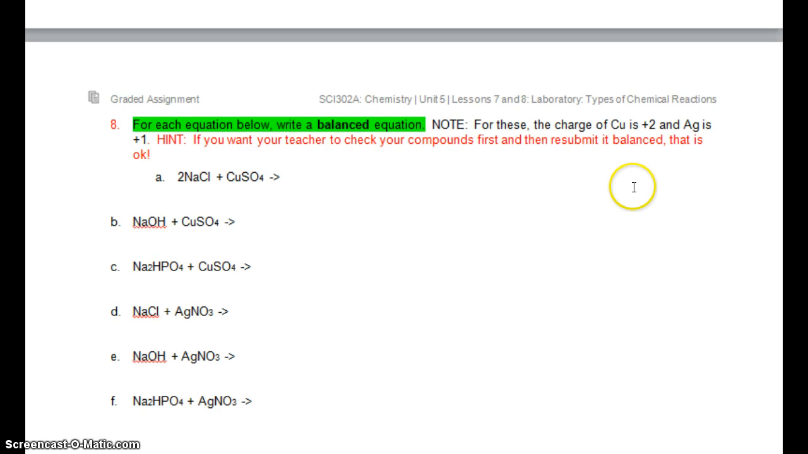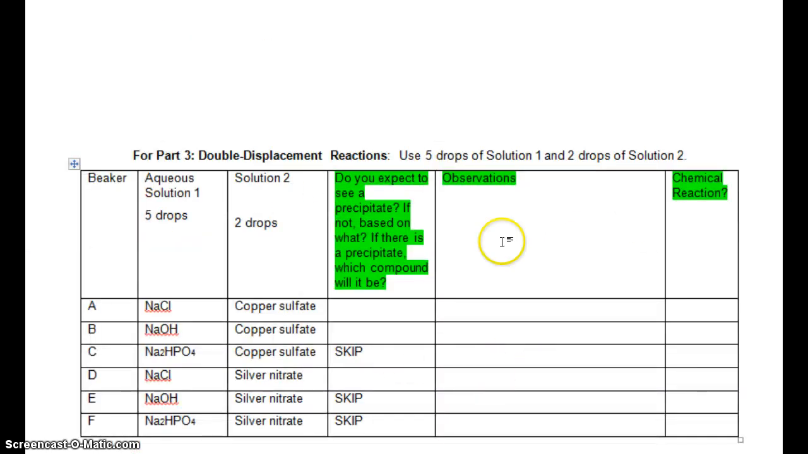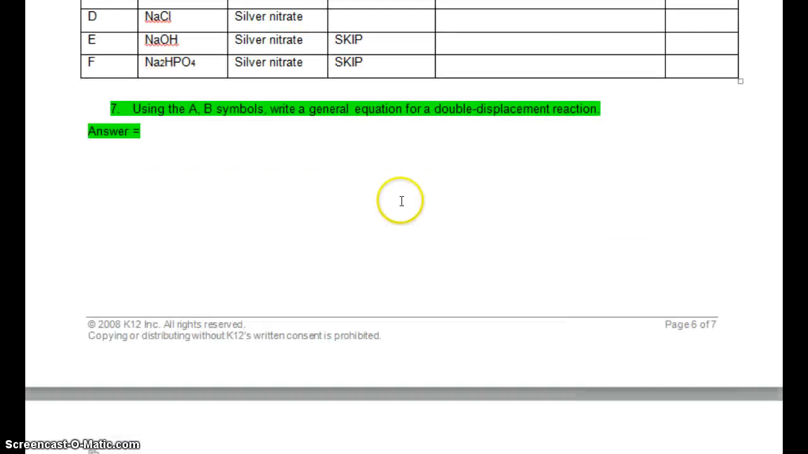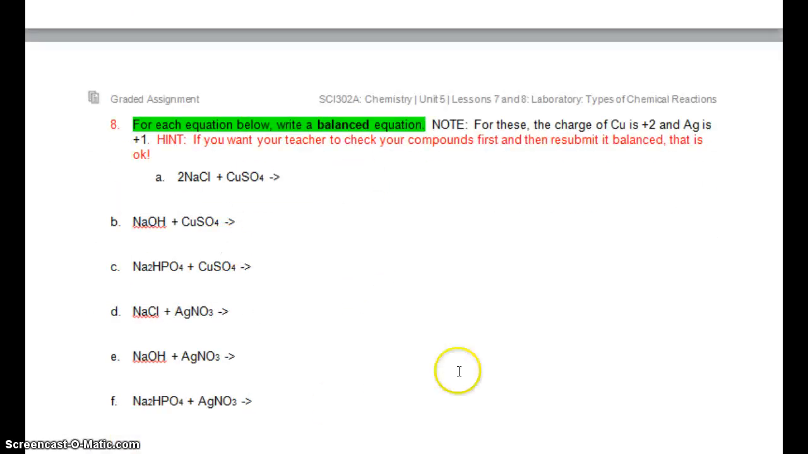So this time we're going to do it a little bit backwards. We have these chemicals that we need to do reactions, and we need to predict whether or not they're going to react. And then we need to go down here and write our balanced equations. And so we're going to actually start with this because it will save us time in the long run.